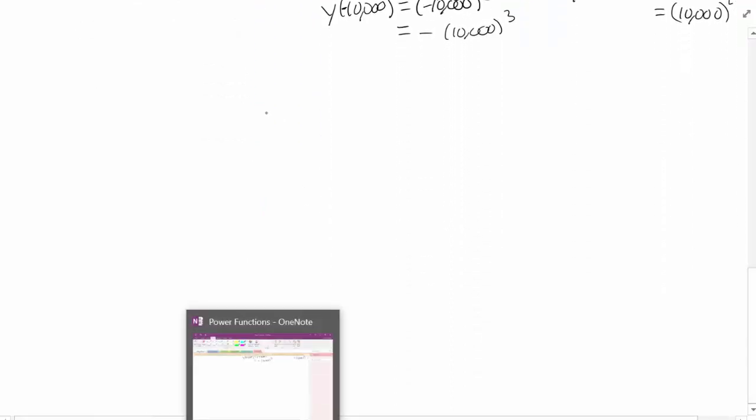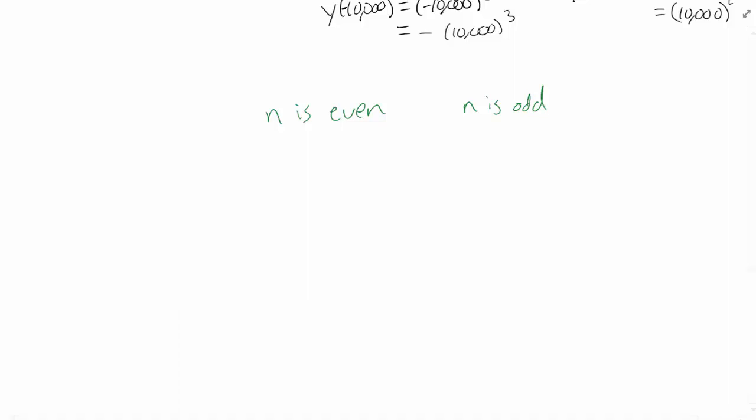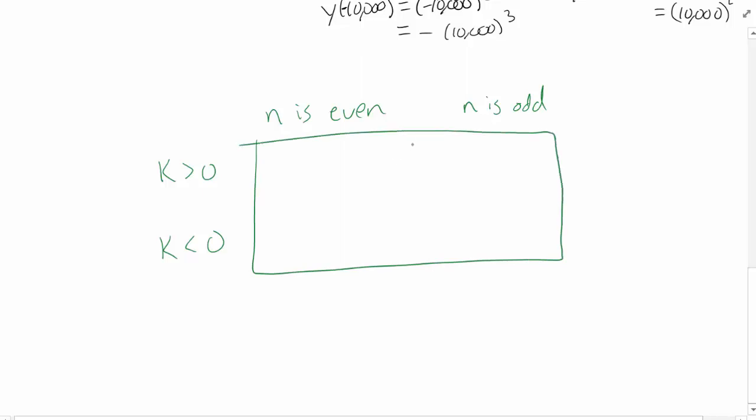So there are two things that the end behavior of these power functions depends on, and that's whether n is odd or n is even. So let's go with n is even here, n is odd over there. And then if our coefficient up front, let's call it k, like we already did, is positive or k is negative. So here's my little table for what they're going to look like.